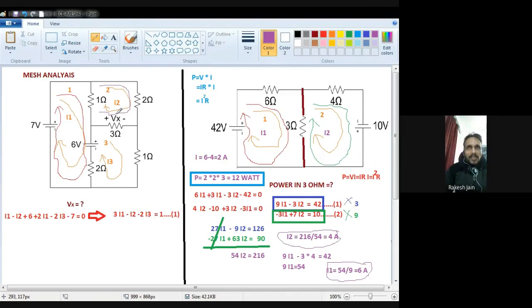Here the 3 ohm resistance and current I2 passes, so plus 3 I2. Another current also passes through this 3 ohm, that is the I3 current, but from left side to right side. But my direction of I2 current is right side to left side, so I write down plus 3 I2, and for I3 I write down minus 3 I3.